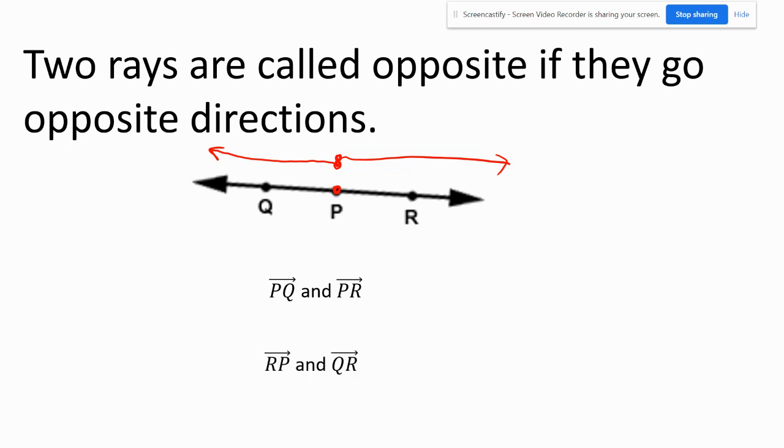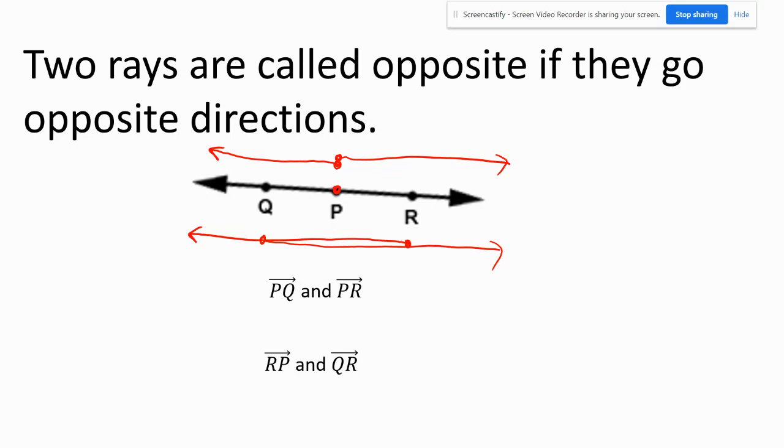Now, another case we could do is the ray RP. What that means is you start at R and you go through P. So it goes this way. And we also have the ray QR. That one starts at Q and goes through R. One goes to the left, one goes to the right. In my first example, PQ and PR, notice how they only share 1 point. In my second example, they overlap a little.